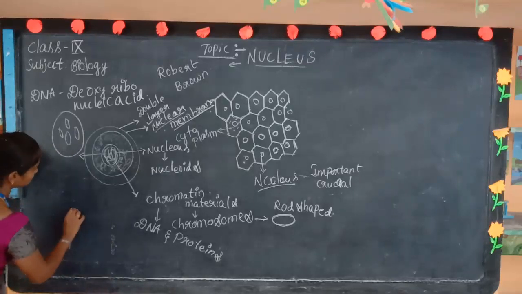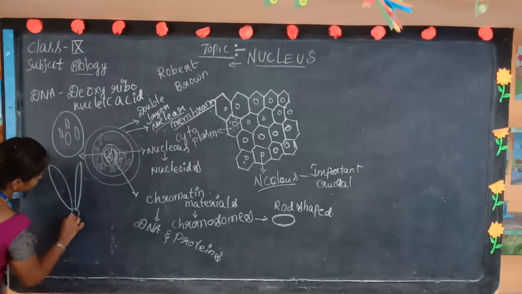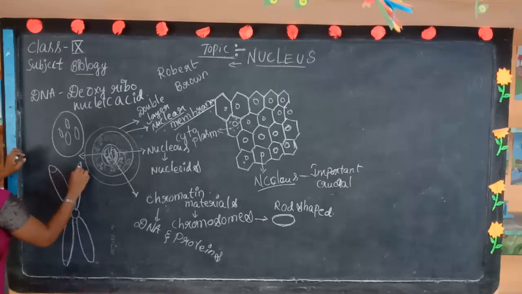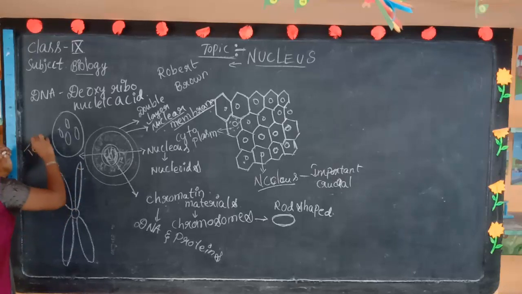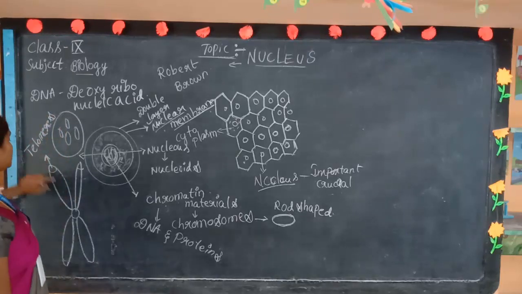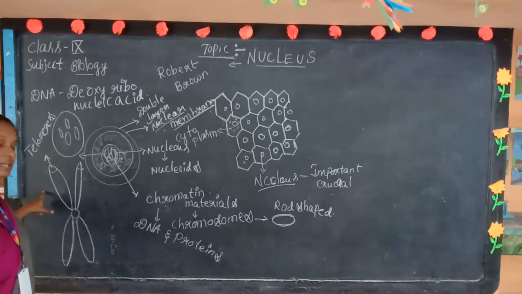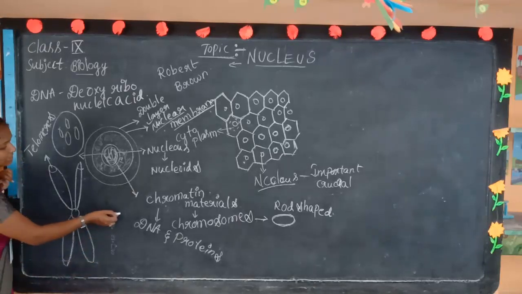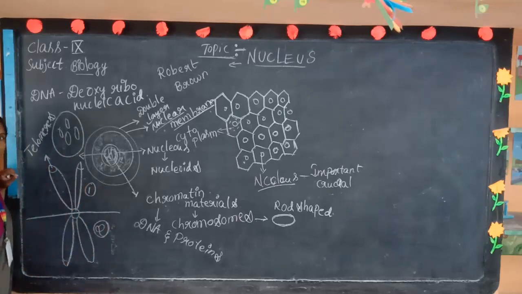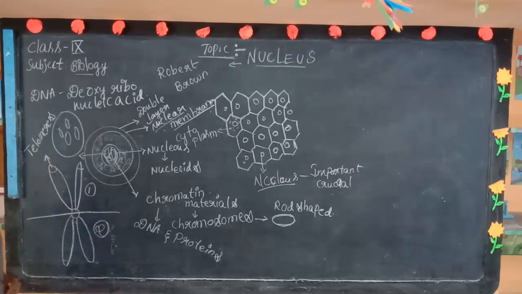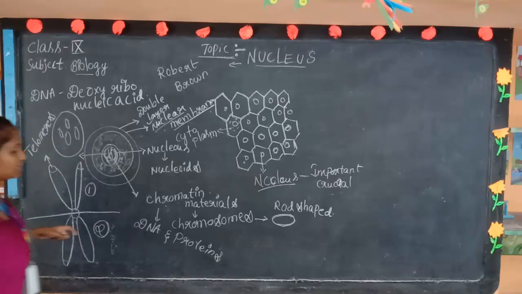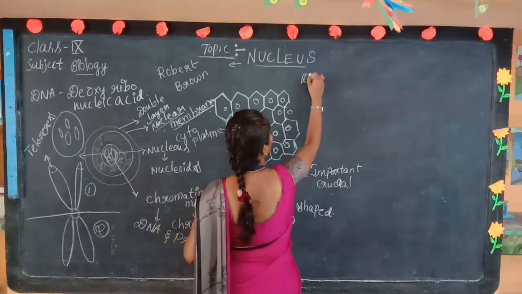How is the chromosome structure? The chromosome structure will be like this. Here the telomeres will be present. We will discuss the telomeres and cell division in the next session. When the cell wants to divide, it will be divided like this: one cell and another cell. Like this the cell will be divided. The chromosomes divide, and these are the DNA molecules.